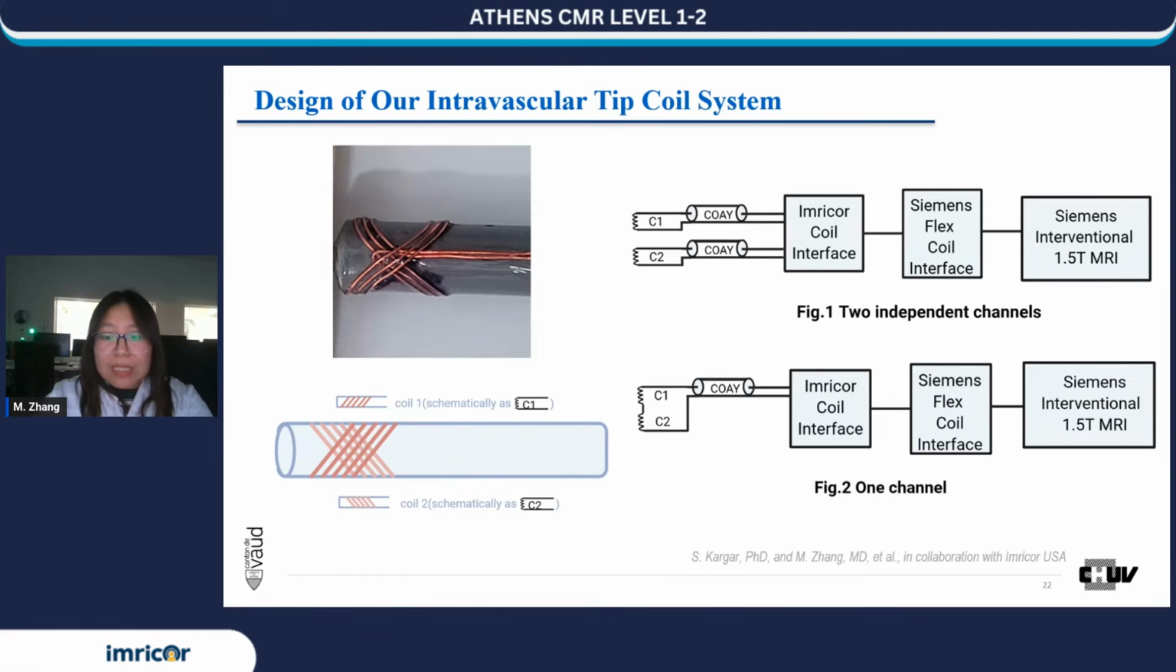Each coil is independently connected to a separate MR receiver channel, C1 and C2, going through the Imricor and Siemens coil interface, and then reaching the Siemens 1.5 Tesla interventional MR system. Figure 2 shows the one-channel configuration. Both coils are merged and connected to a single channel.